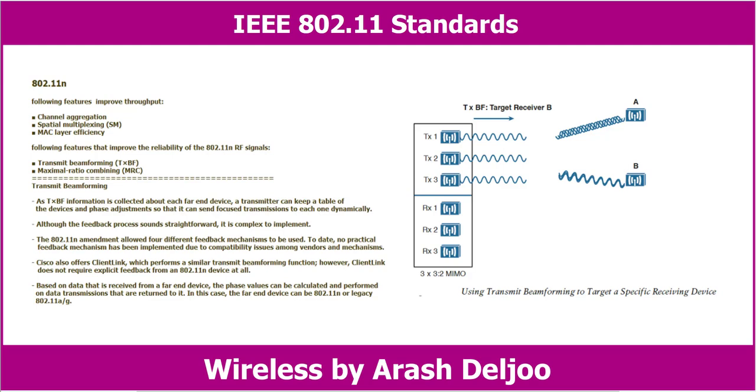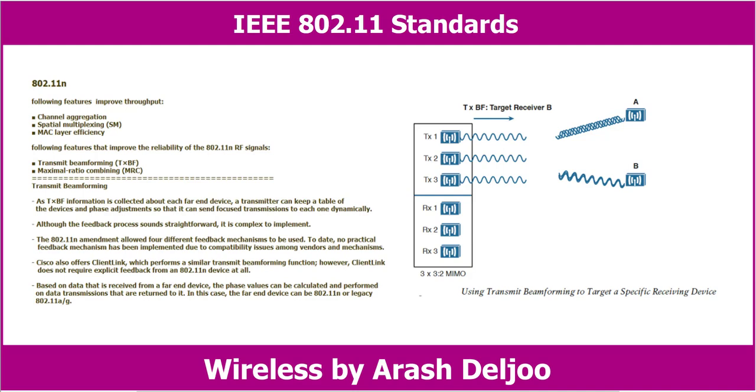Adjustment so that it can send focused transmission to each one dynamically. Although the feedback process sounds straightforward, it is complex to implement. The 802.11n amendment allowed 4 different feedback mechanisms to be used. To date, no practical feedback mechanism has been implemented due to compatibility issues among vendors and mechanisms.